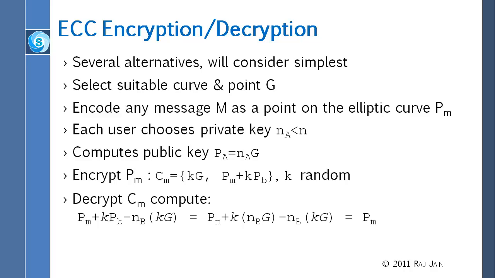All right. How do you do encryption and decryption? Exactly the same way as before, except that instead of the quote multiplication, we use addition. There are several alternatives. One is that you select a curve and a point G, and encode any message M as a point on the elliptic curve, PM. I hate this notation again, PM; this should be capital EM. Anyway, each user selects a private key NA, and then a public key PA, which is NA times G. Then the sender encrypts, where K is a random number, and sends out the pair: K times G, and PM plus K times PB.